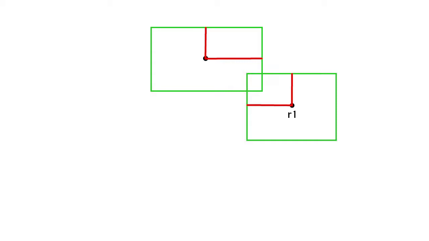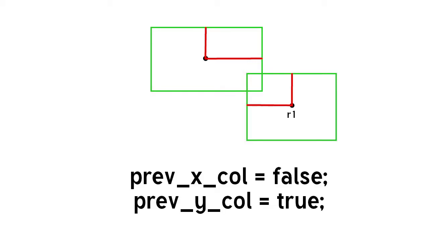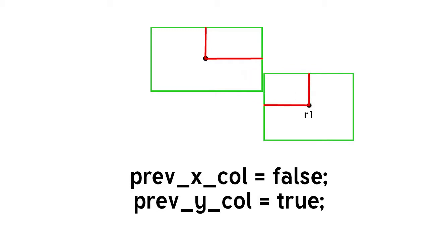Now, let them collide again. This time, prevXCol value is false and prevYCol is true. Then R1 may have been on the right or left of R2. If R1's center is on the right of R2's center, then R1 was on the right of R2. Otherwise, R1 was on the left of R2. In this case, R1's center is on the right, so we displace R1 to the right of R2.